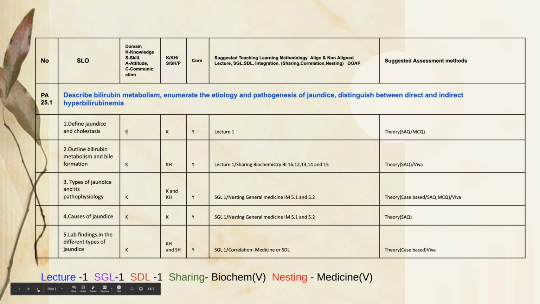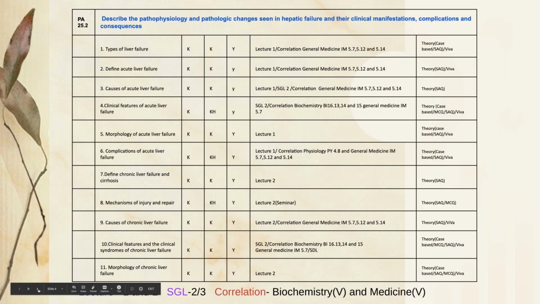Yes, ma'am. So the next one says describe the pathophysiology and pathologic changes seen in hepatic failure, the clinical manifestations, complications, and consequences. So in this, I've broadly categorized it as: 1, the student should know the types of liver failure, again as a lecture, with correlation with general medicine. Again, I put the general medicine competencies also here. And the mode of assessment would be theory, which is again case-based or short answer questions, or in a viva format. Define acute liver failure, again as a lecture, correlation with general medicine, and theory or viva.